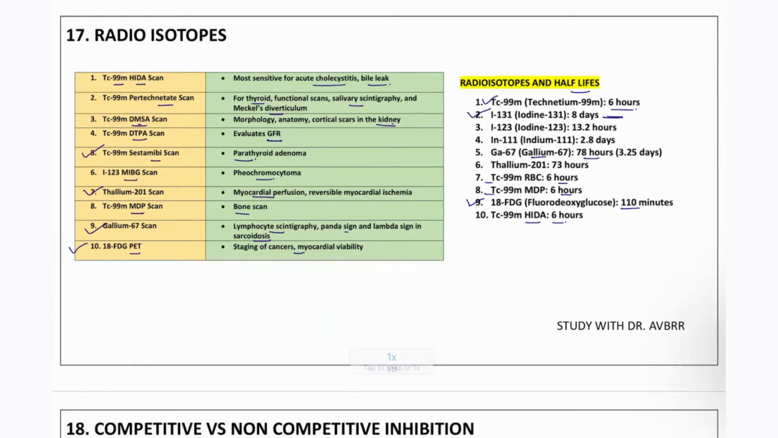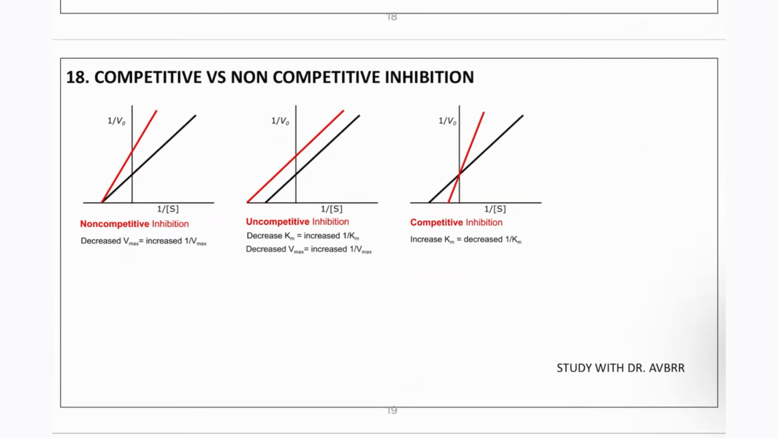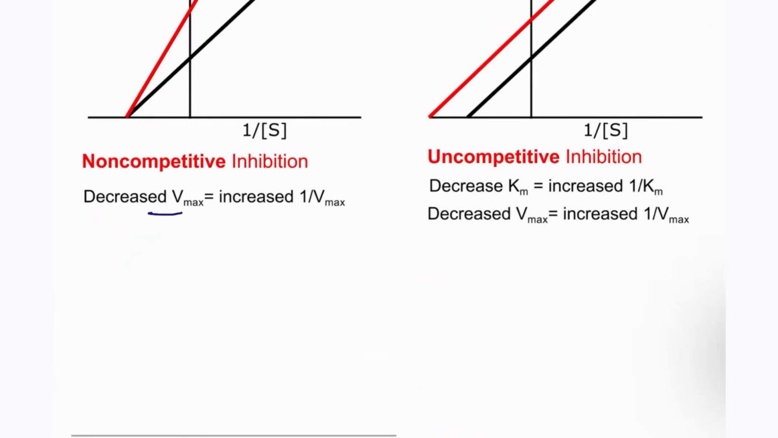Okay, next, coming to competitive inhibition and non-competitive inhibition. You have to understand the major difference between these conditions, which is how the inhibitors bind. In non-competitive inhibition, the Vmax is going to be decreased, but the Km value is unchanged. Remember, the Km value is going to be unchanged.